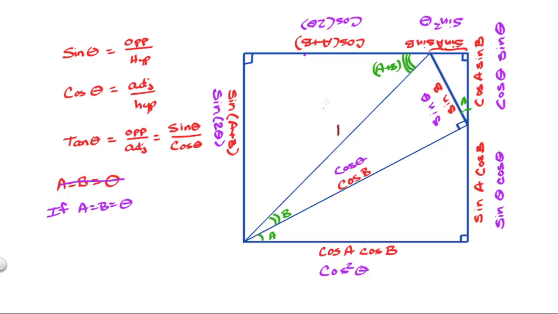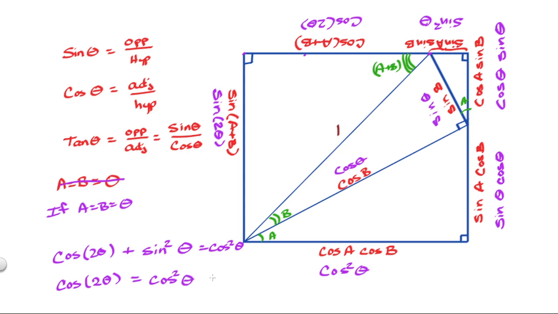Let's go and take a look at some double angle identities. So what do we know about cosine 2 theta? What do we know about this distance from here to here? Well, we know cosine 2 theta plus sine squared theta, that's this entire length up here, must be equal to this length down here. We know that's equal to cosine squared theta. If you subtract sine squared theta from both sides, you get cosine 2 theta is equal to cosine squared theta minus sine squared theta.